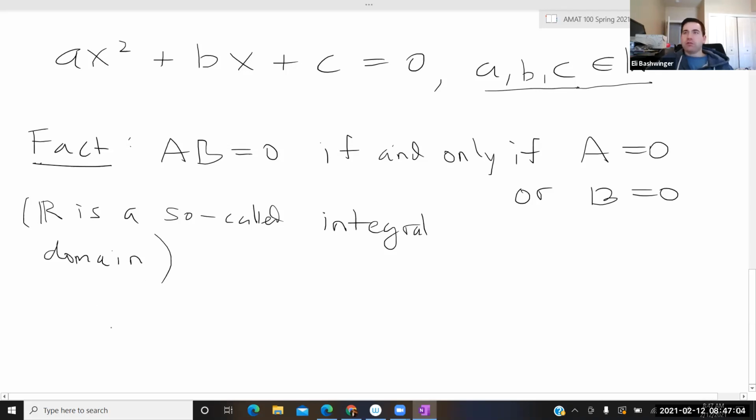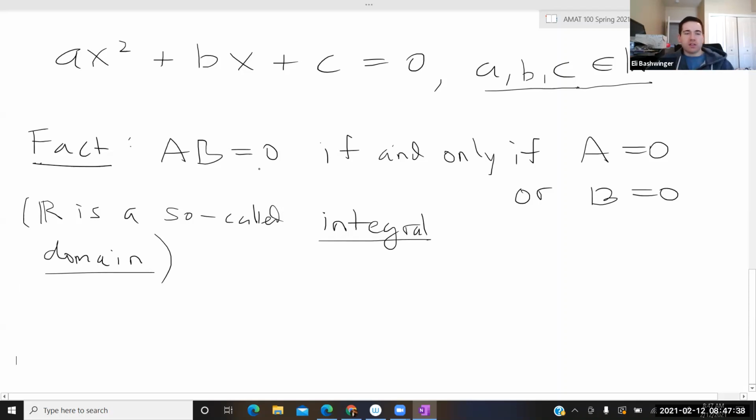When you get to more advanced mathematics, you're interested in more general number systems, not necessarily just the real numbers. There's a whole class of these number systems that are so-called integral domains, and they have this exact property that real numbers have: if you take the product of two numbers and it's 0, that happens if and only if one of the two factors is 0. And this follows from the fact that R is an integral domain.